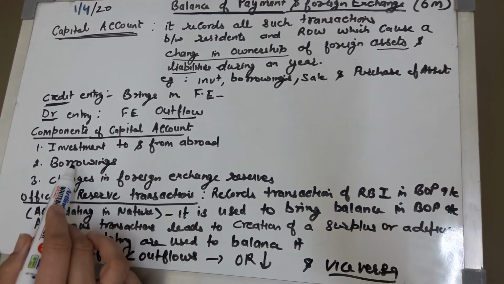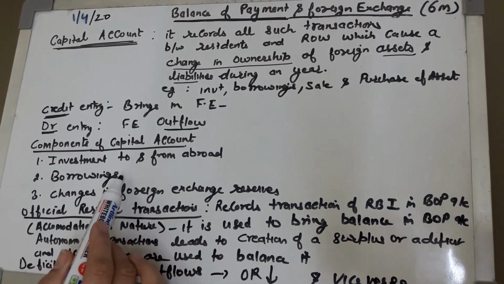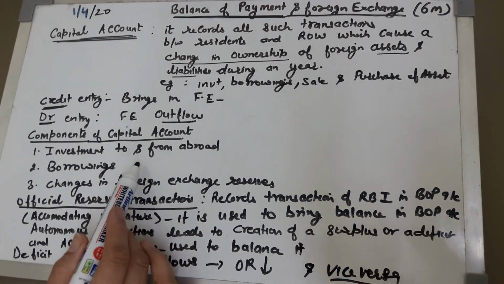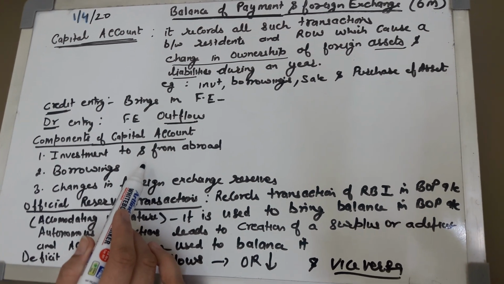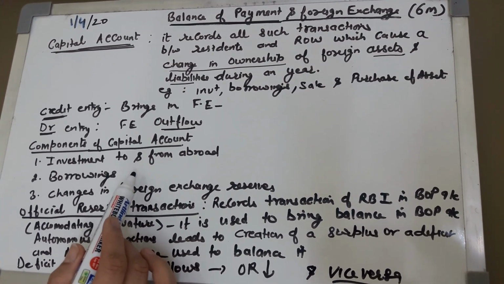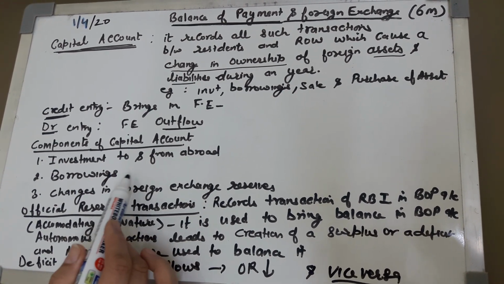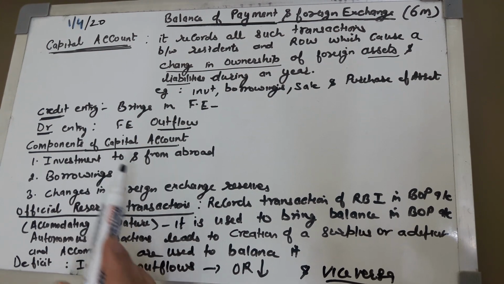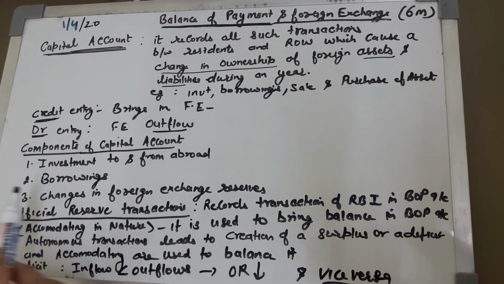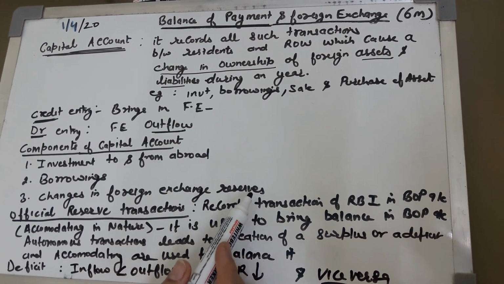Similarly, borrowings. Borrowings paid and borrowings taken. When I am giving loans to somebody, it is affecting my asset and liability position and there is an outflow, so it will be recorded as a debit entry. When I am borrowing from some other country, it will be recorded as a credit entry because it brings in foreign exchange. And third is called changes in the foreign exchange reserves.